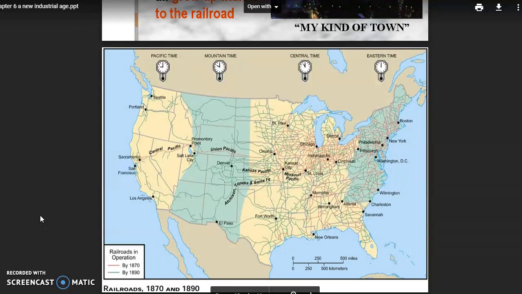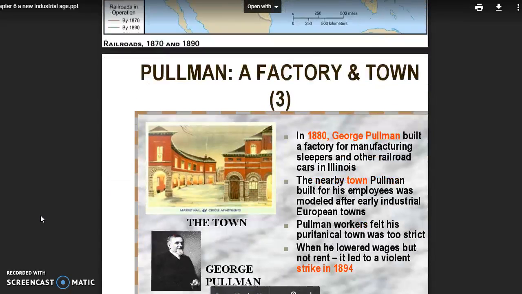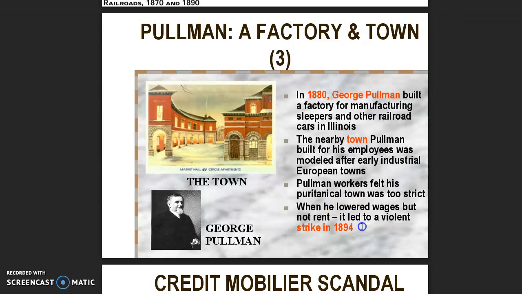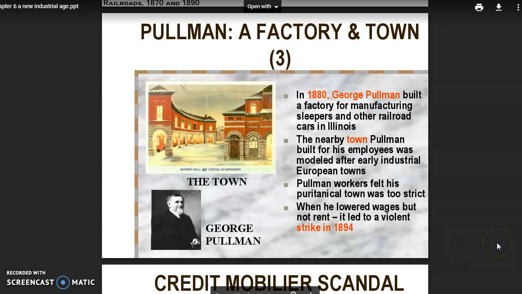Number 10 is asking, who is George Pullman and what caused the strike in 1894? Pullman, a factory in town. In 1880, George Pullman built a factory for manufacturing sleeper cars and other railroad cars in Illinois. The town nearby, Pullman, he built it for his employees and was modeled after early industrial European towns. Pullman's workers felt that the puritanical town was too strict, and when he lowered their wages but not rent, it led to a strike in 1894. So please write down that Pullman created a town for his employees, lowered their wages, and it led to a strike in 1894. Please write that down for question number 10.